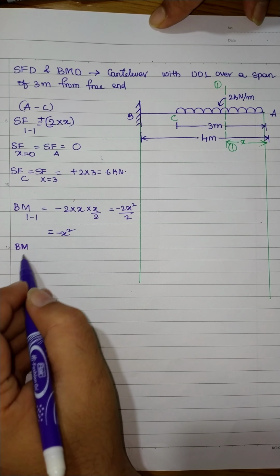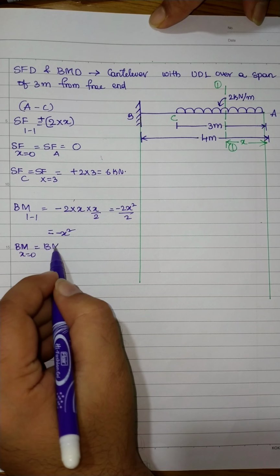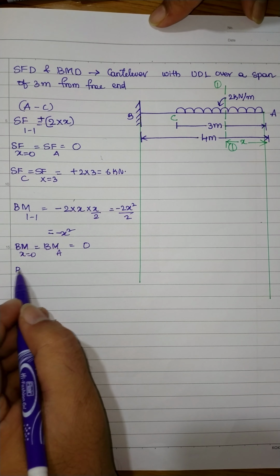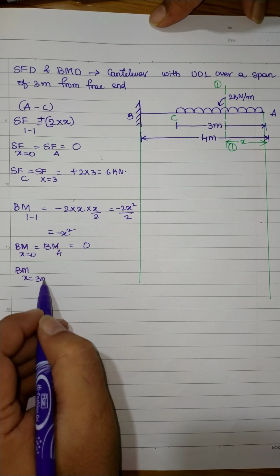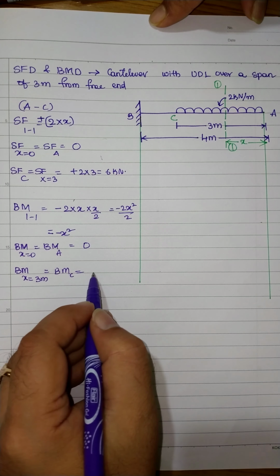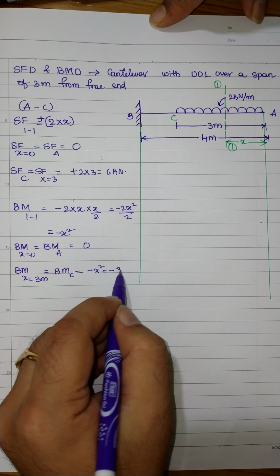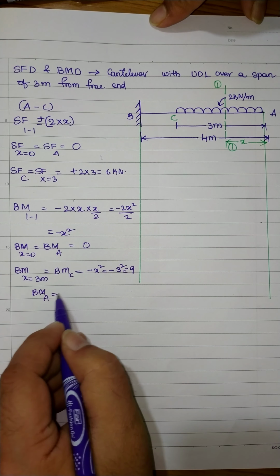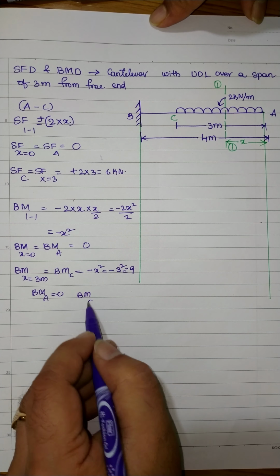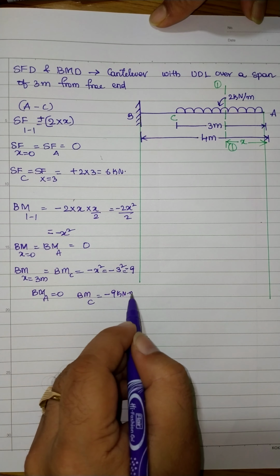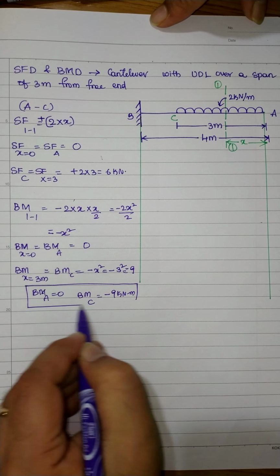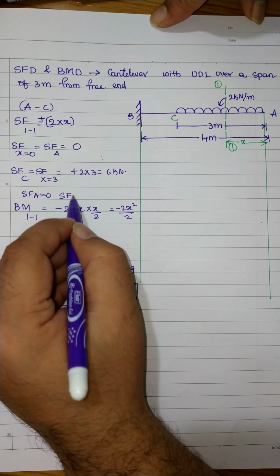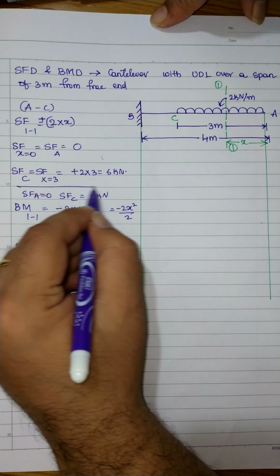So bending moment at section x equal to 0, that means bending moment at point A, is equal to 0 again. We got the value as 0. Similarly, bending moment at section x equal to 3 meters, that is bending moment at point C. So we substitute minus x square. This is minus 3 square, which is equal to minus 9 kilonewton meter. Now bending moment at point A is 0. Bending moment at point C is equal to minus 9 kilonewton meter. We got two values here. Similarly, shear force at point A is 0. Shear force at point C is 6 kilonewtons. We got two values here.